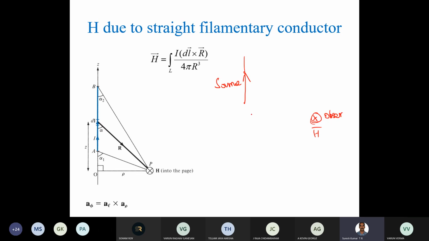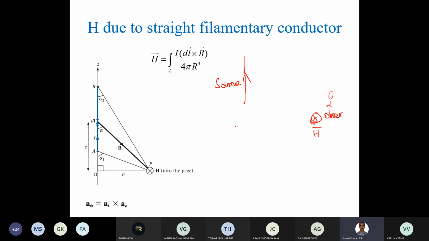As the current is flowing upward, if you observe from this point, it will be inward. The magnetic field will flow through the observer. Let us say you are standing here, so the magnetic field line will pass inward through you. That's why we use this cross symbol. It depends on where you are observing. If you are observing from the other side, it will be different. While solving the problem, you need to be very careful about it.